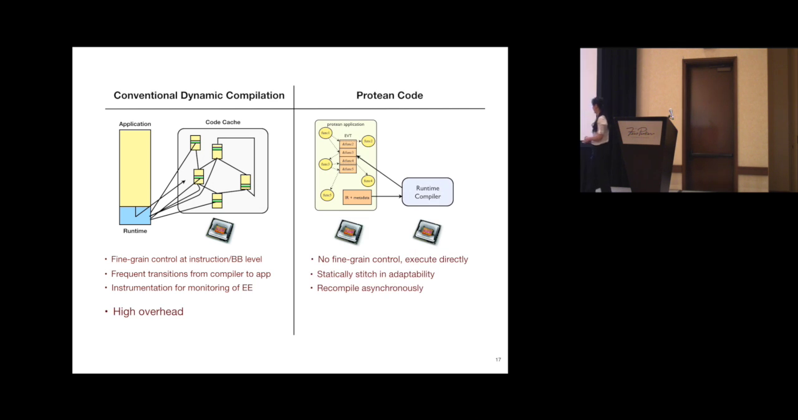The Protean Code approach, if you don't understand, this is fine, but on a very high level, there's no fine grain control. The application can run continuously while the recompilation is happening, and the adaptability is statically stitched in. And with the dynamic compiler, you can tune how many cycles you want to spend in it, and once the compilation is done, it's automatically and asynchronously stitched into your application, and you can do recompilation really fast.